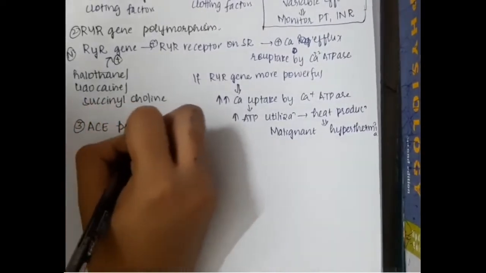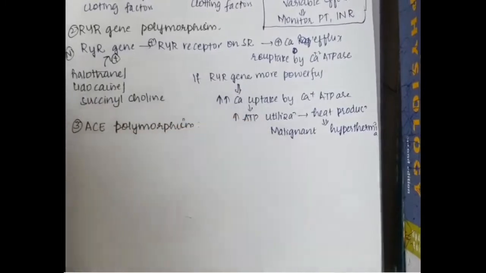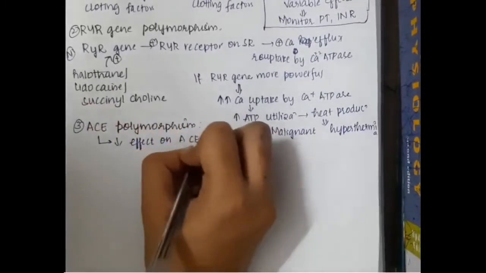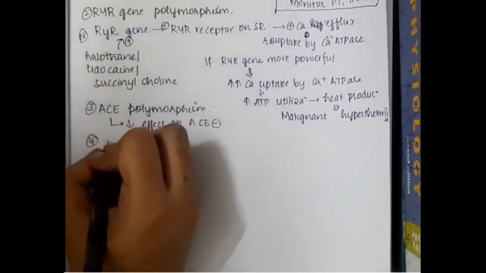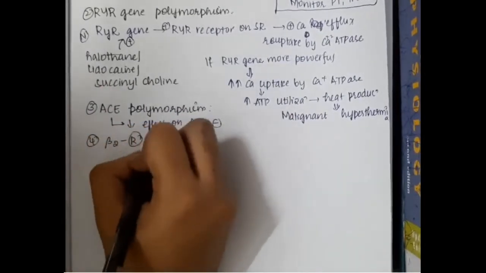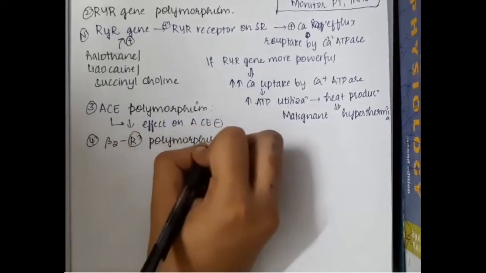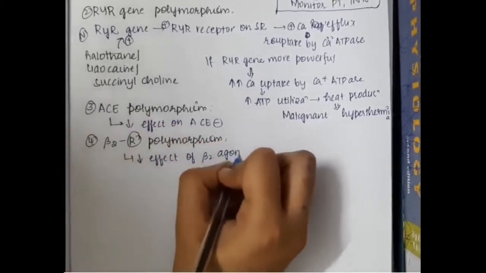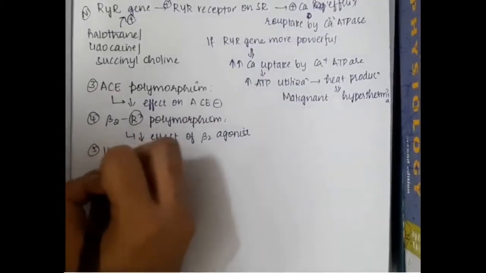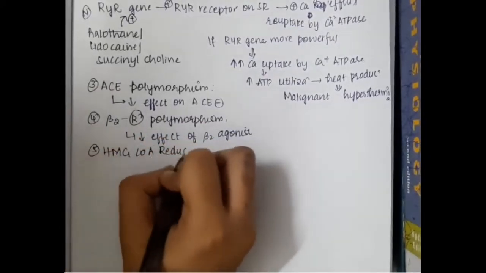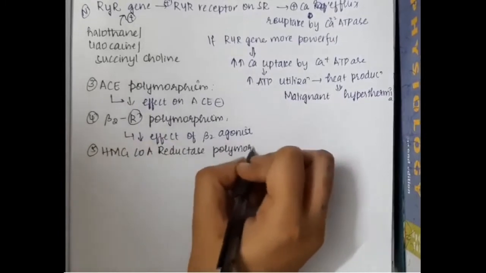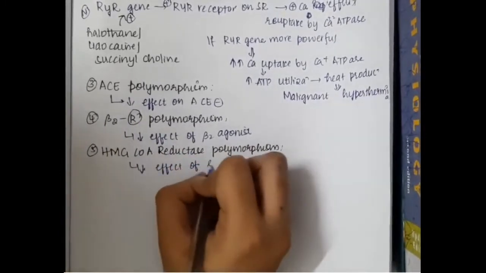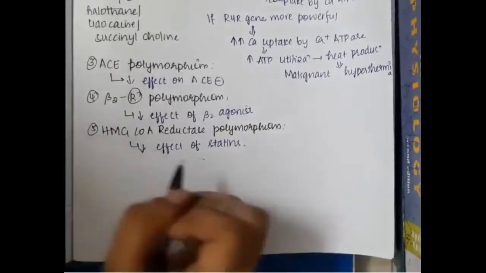Then we have ACE polymorphism, which will decrease the effect of ACE inhibitors. Then we have the fourth polymorphism, beta 2 receptor polymorphism, which will decrease the effect of beta 2 agonists. Then we have HMG-CoA reductase polymorphism, which will decrease the effect of statins.